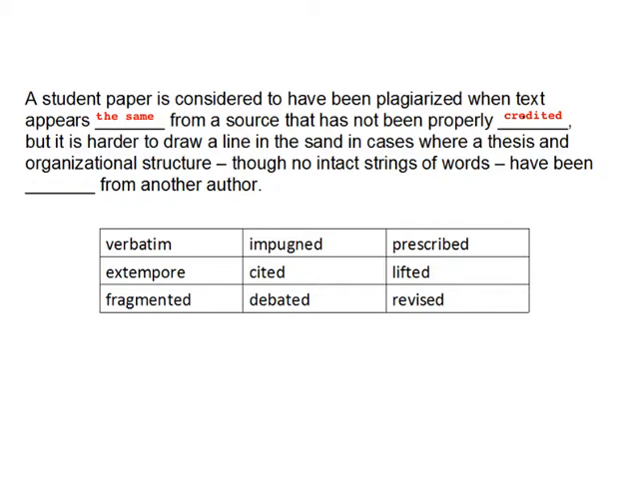But here's the pivot. It's harder to draw a line in the sand in cases where a thesis and organizational structure. So the pivot is not that important for us here, because it's just distinguishing from the paper or the text itself and the organizational structure. It's just saying that it's harder to understand what's plagiarism when no intact strings of words, but just the structure have been what from another author. Here, we're still talking about plagiarizing, so we must be talking about taken from another author.